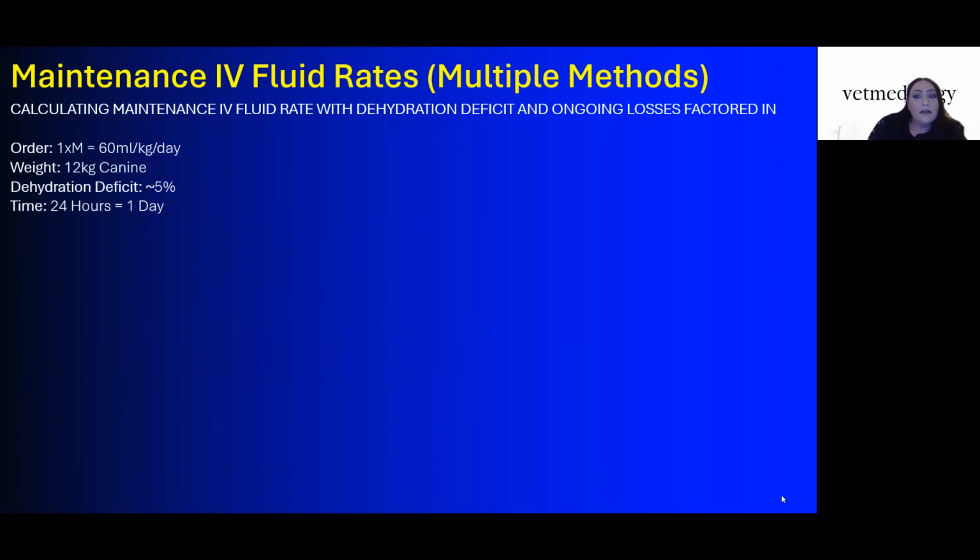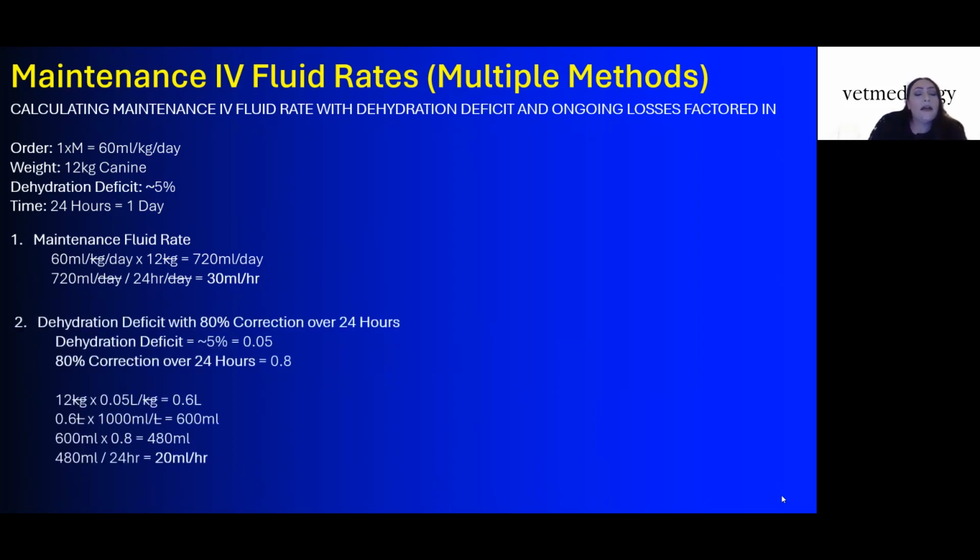So let's see here. All right, so for our maintenance fluid rate, again, the 60 mL per kg per day for a 12 kg canine gives us 30 mL an hour. So calculating the dehydration deficit with 80% correction over 24 hours, we need to go ahead and convert that 5% into a decimal and that 80% into a decimal as well. We're going to take 12 kilograms and multiply by 0.05 liters per kg. And that will give us 0.6 liters.